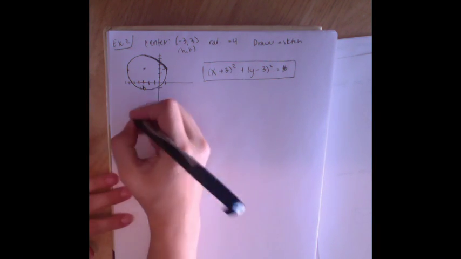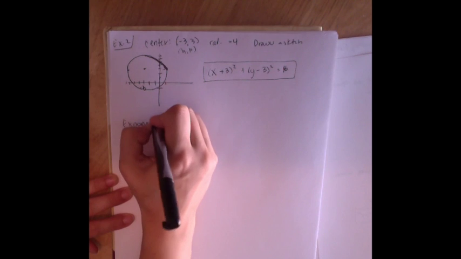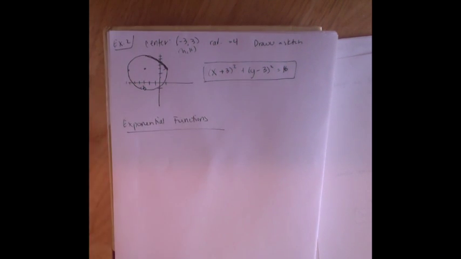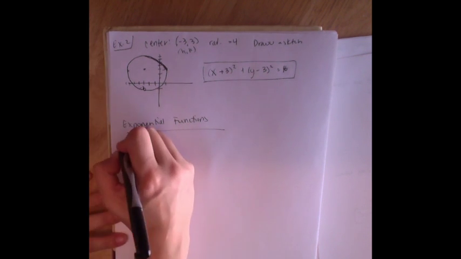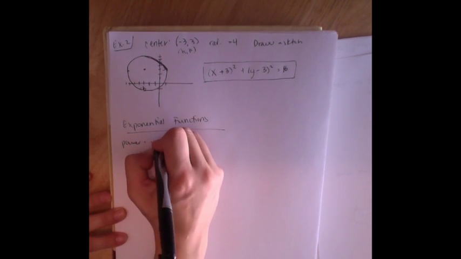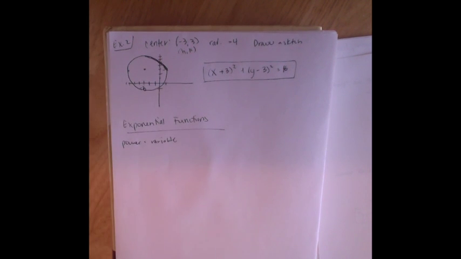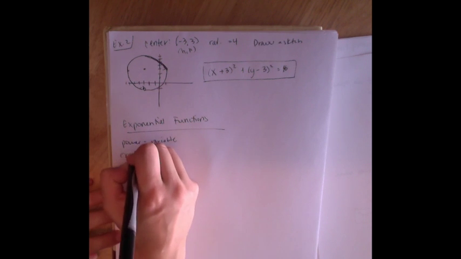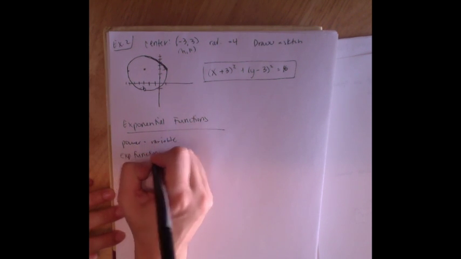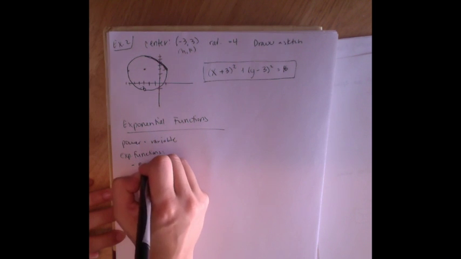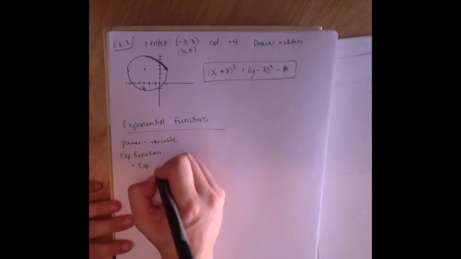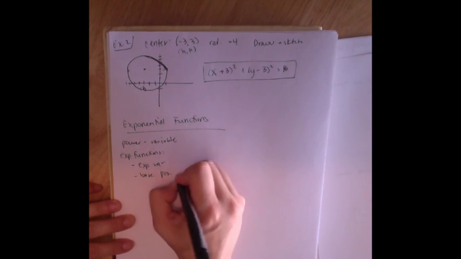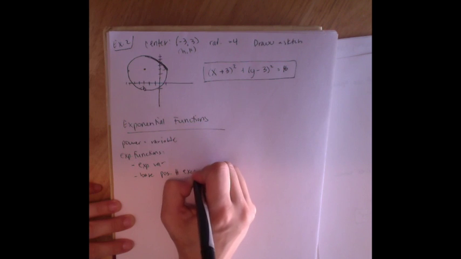All right, so let's talk about exponential functions. Quick recap. The power is a variable, okay? And for all exponential functions, the exponent has a variable, and the base is a positive number, except 1.